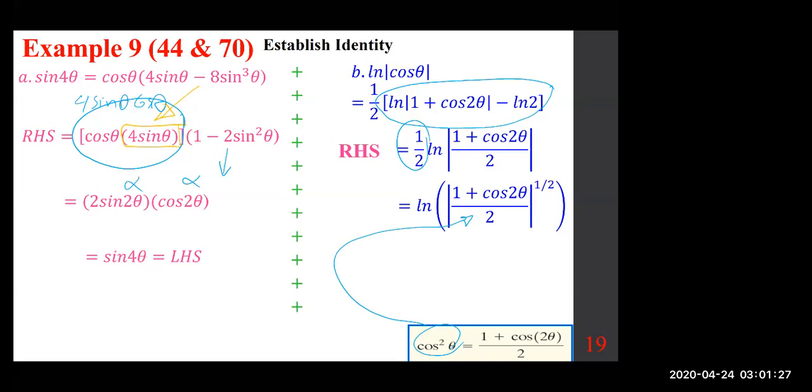Cosine squared to the power of 1/2 is simply cosine. And that is the left-hand side. Believe it or not, this is the proof. Okay? Now, I want to go to the last section. The last section won't take long.